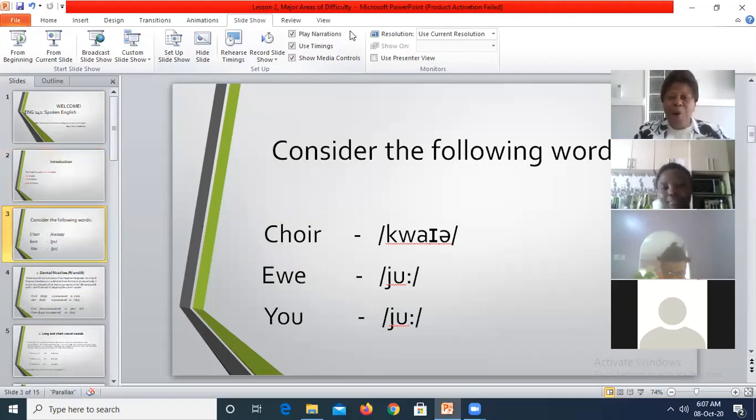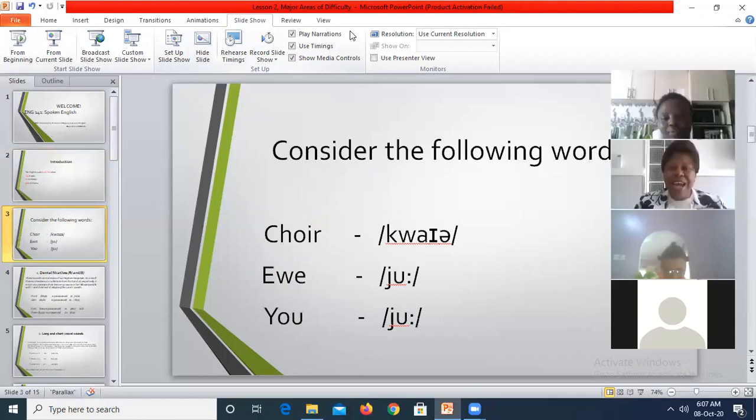Look at the word choir. That word is spelled C-H-O-I-R, choir. The pronunciation is choir. Do you notice any relationship with the spelling? No. There's none. Yeah, there is none, very good.